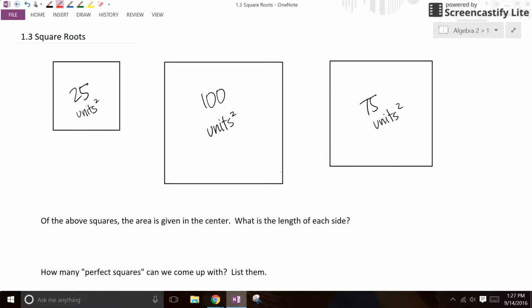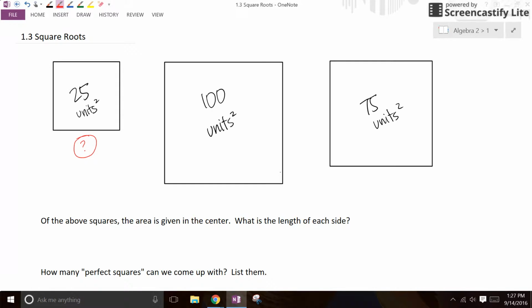All right, what is a square root? If you see these drawings on the screen, that square has an area of 25 units squared. A square root asks: how long is that side? If I take a square and want to figure out how long the side is, that's what's called a square root.